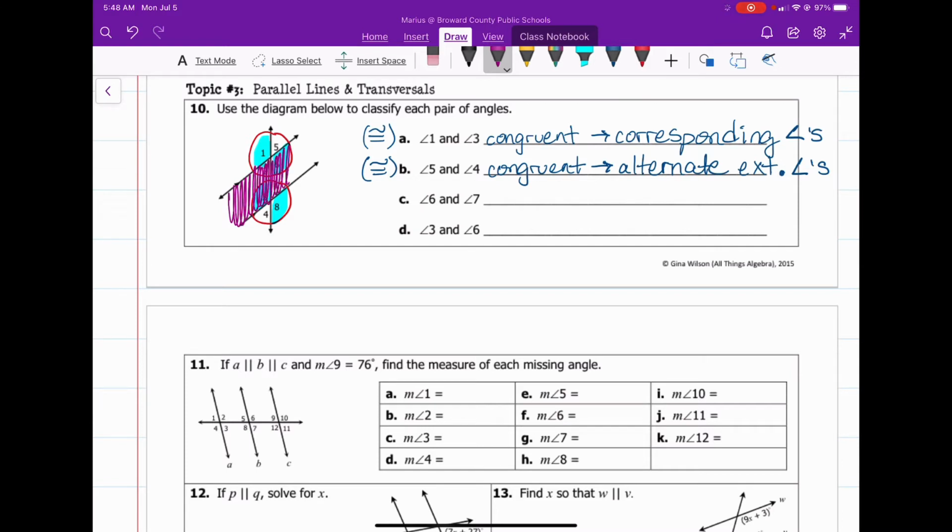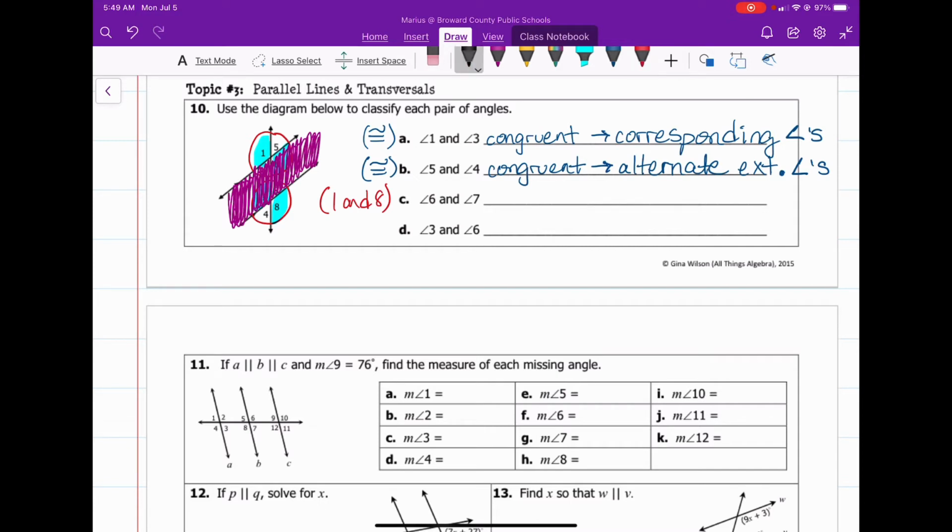Imagine that you don't see this middle piece here. Anything on the outside of the parallel lines is called the exterior, okay? So 5 and 4 are alternate exterior angles. The only other pair of alternate exterior angles would be 1 and 8. If you notice, they're congruent. Both of them are shaded blue, the same color, and they're on opposite sides of the transversal.